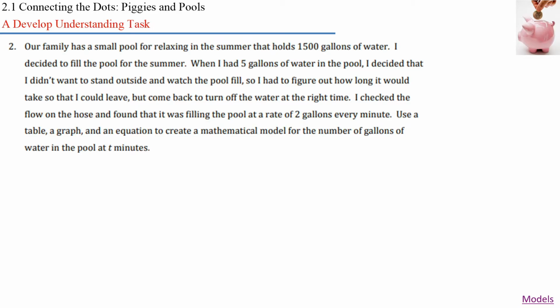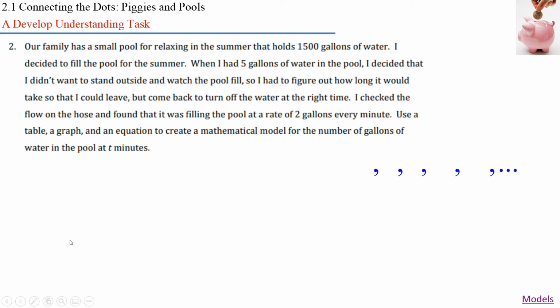I checked the flow on the hose and found that it was filling the pool at a rate of 2 gallons every minute. Ooh, 1,500 gallons, that's going to take a lot of time. Use a table, a graph, and an equation, and we'll do all our models, to create a mathematical model for the number of gallons of water in the pool at t minutes. And we'll go ahead and use x's instead of t's here, but you could use t's if you want.